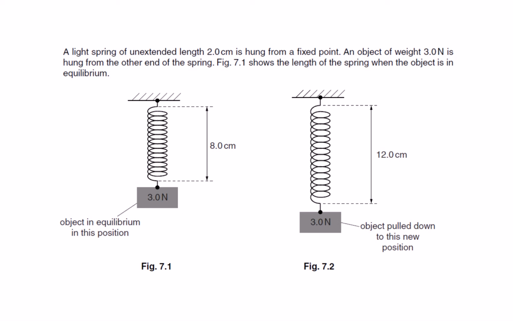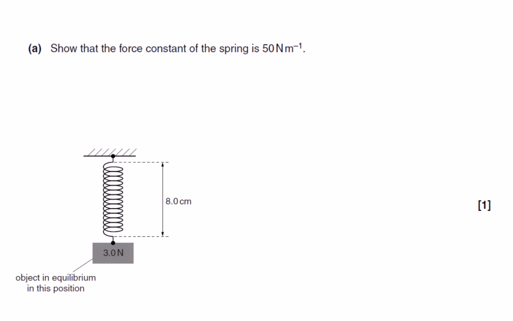So this is the important point. And then we've got this over here where it's being pulled down to this new position. But this diagram we're not going to worry about just for the moment. It's just this first one to begin with. So the first part of this, A, show that the force constant of the spring is 50 newtons per meter. Okay, well, let's have a go at that.